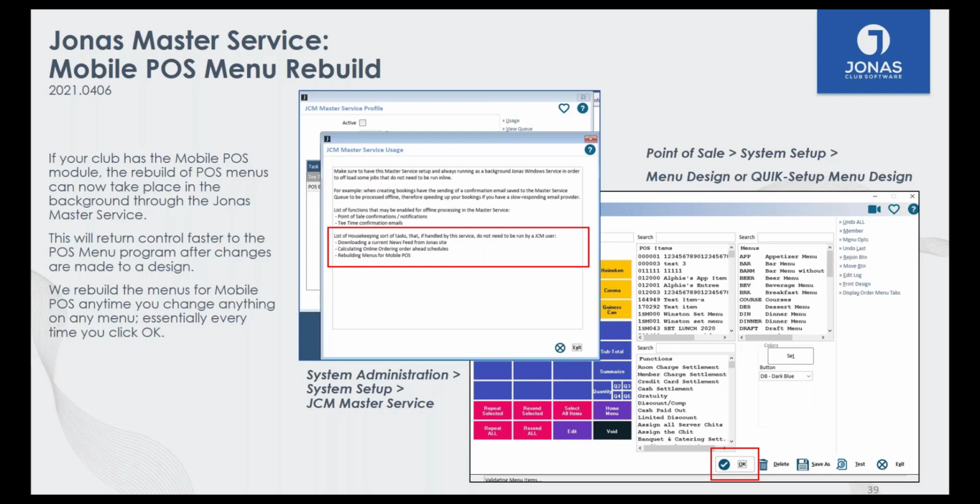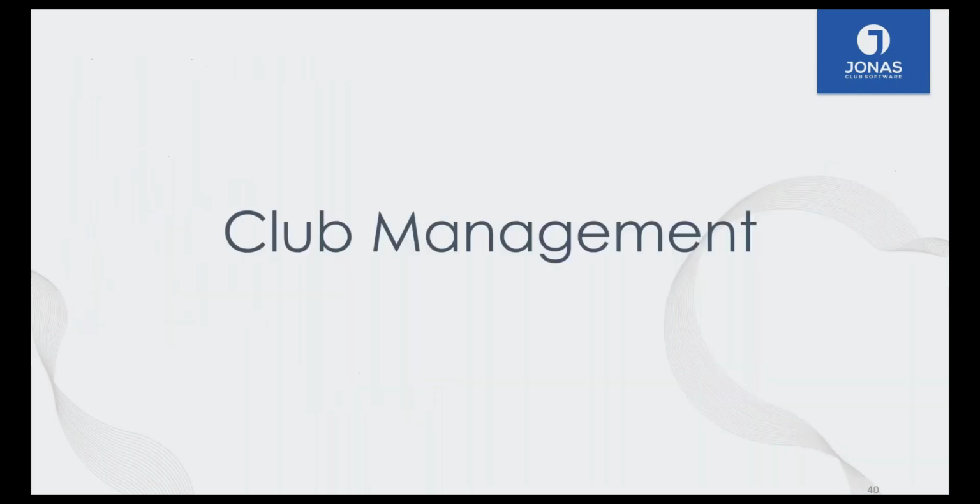Okay, and in case anybody wanted to activate this on their side, we do have a very quick, I believe it's a 3-minute video on how to set this up at your club. Very simple. You can always contact support as well if you need any help with that. But again, a great way to speed up your system. And this particular feature that we added to Jonas Master Services was for your menu rebuilds, especially if you are going to get the mobile point of sale module, which is coming out very soon. This will take a lot of that processing power and do it in the background.